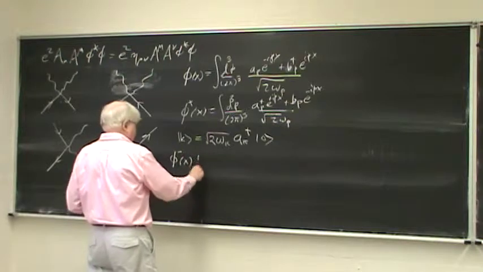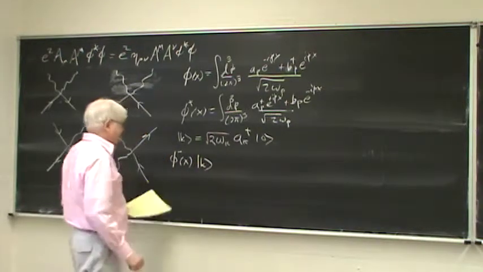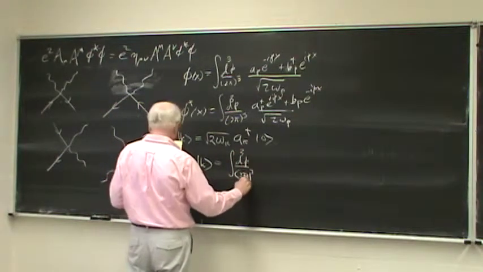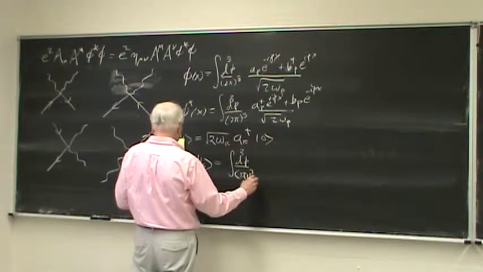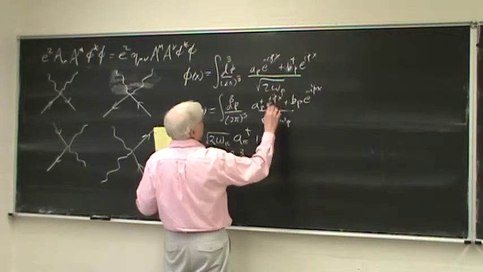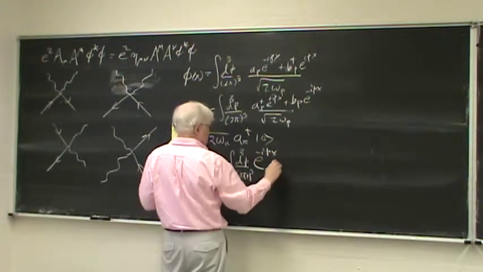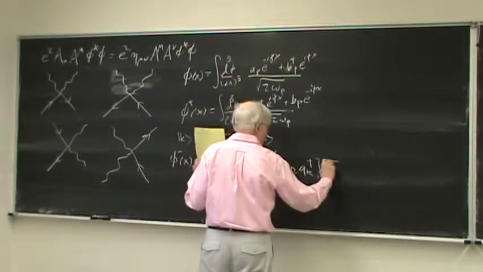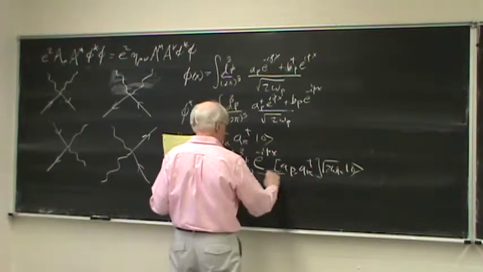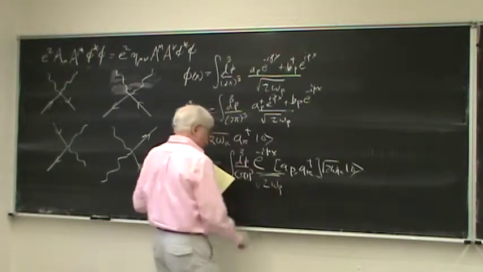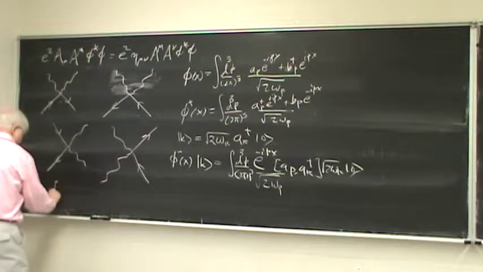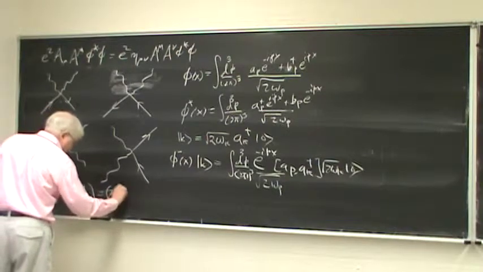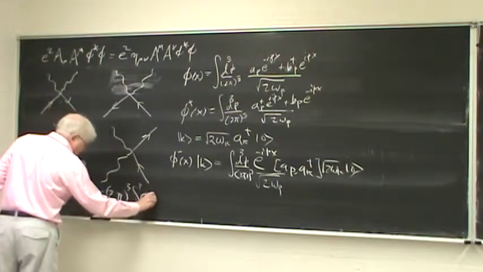The annihilation part of phi acting on this state k is then an integral d^3p over (2π)^3, and it would effectively be a commutator. It would be this thing here, e^{-ipx}, and then the commutator of a_p with a†_k, times √(2ω_k) on the vacuum, divided by √(2ω_p). And the commutator of a_p with a†_k is, in Schwarz's normalization, (2π)^3 δ^3(p minus k).